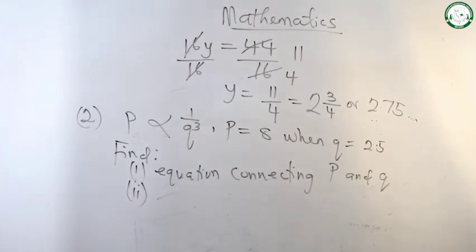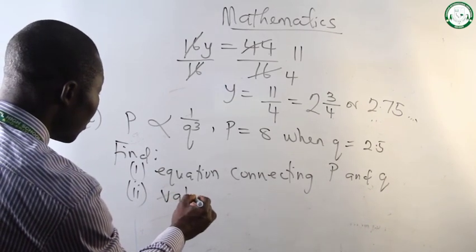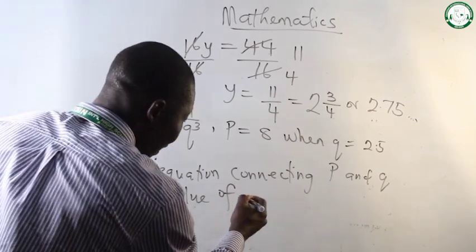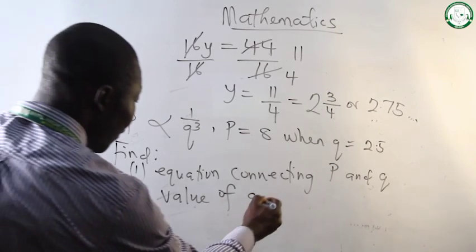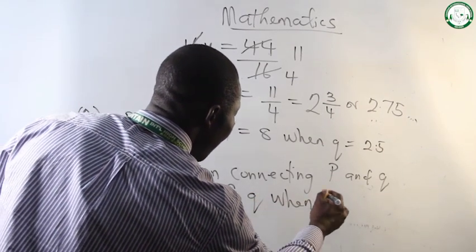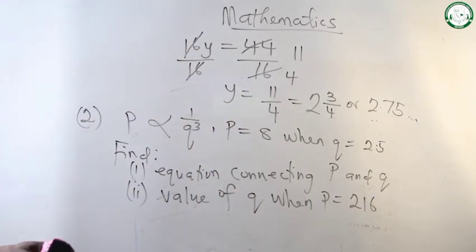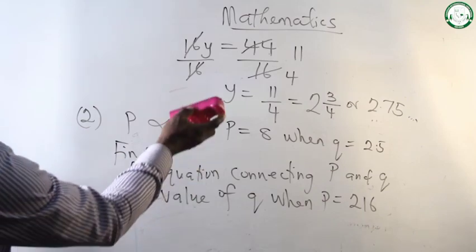Question number 2, we're asked to look for the value of Q here when P equals 216. So this is the question that we quickly want to solve now.